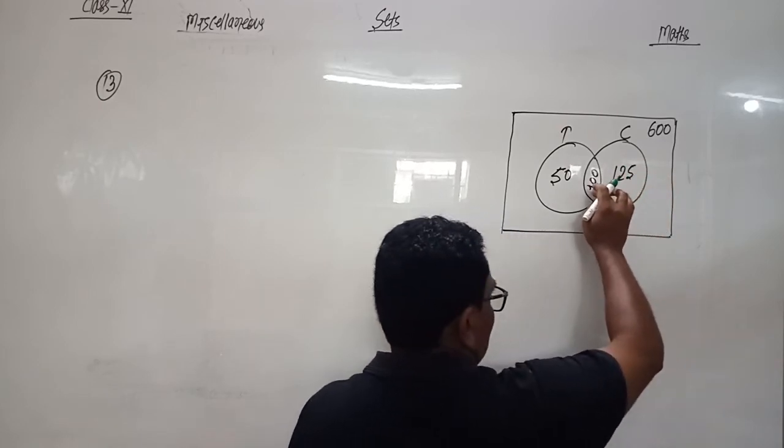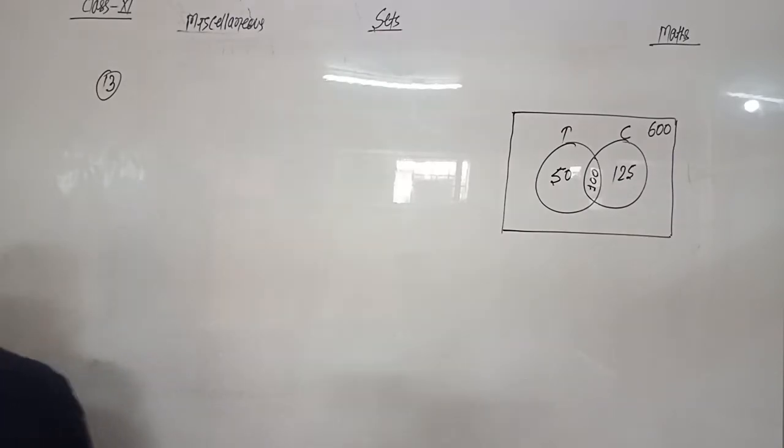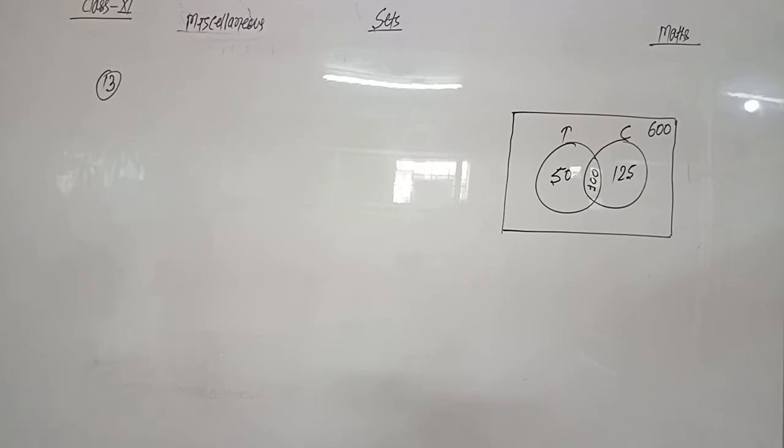So 125 plus 100, it becomes 225. So we have been given the number of students who are taking tea, the number of students who are taking coffee, and the common students. We have to find how many students were drinking neither tea nor coffee.